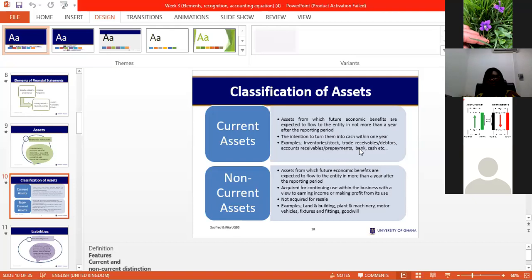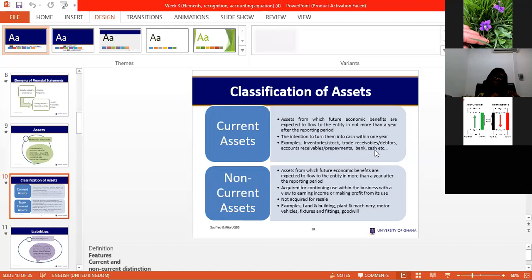Then we also have bank and cash, physical cash. So these things, as the name suggests, are current. And so anytime you hear current in accounting, it just refers to a period which is not more than a financial year or a year, expecting that these things will change into cash within the period.